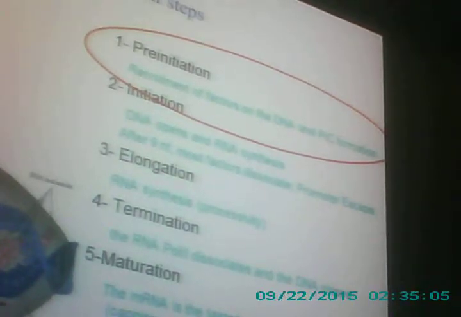First of all, you have to find a spot on the genome to start your mRNA. It's called the initiation, where the mRNA starts. But before that, you have a step called pre-initiation. In this step, tens of proteins will assemble on one particular location, which is the +1 of a gene.